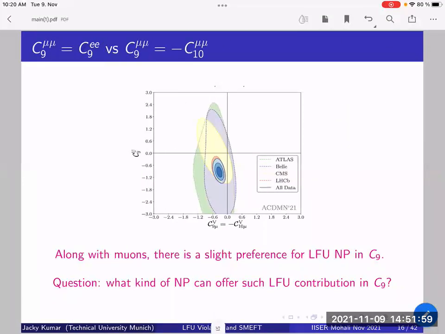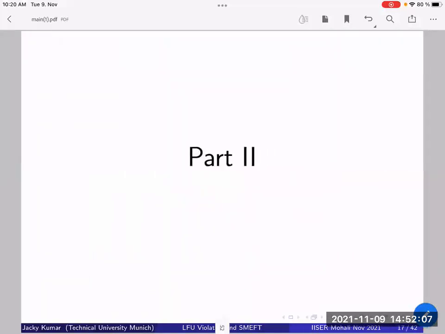Now the question is, what kind of new physics can offer C9? Well, we will discuss this when we go to our discussion of SMEFT in a moment. So till now I have summarized all the anomalies. Now we'll quickly go to the SMEFT part.